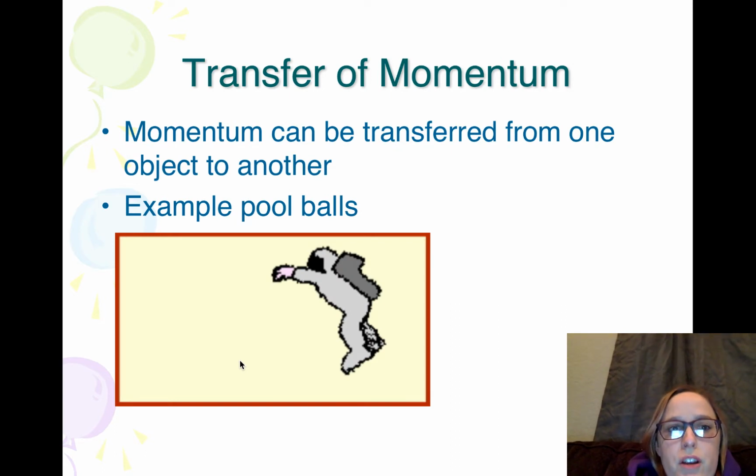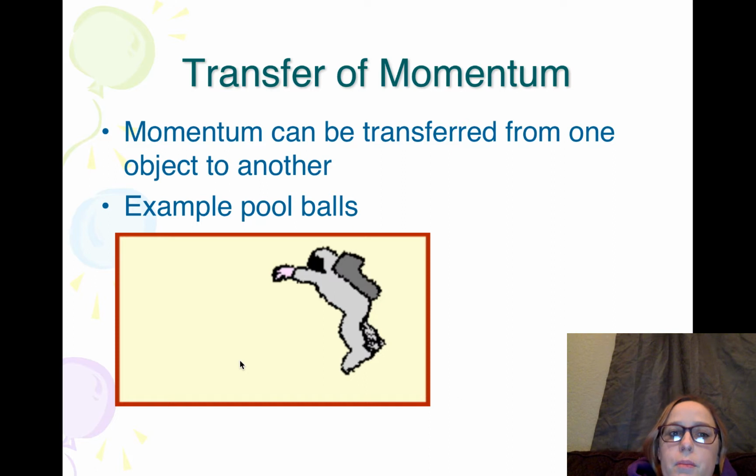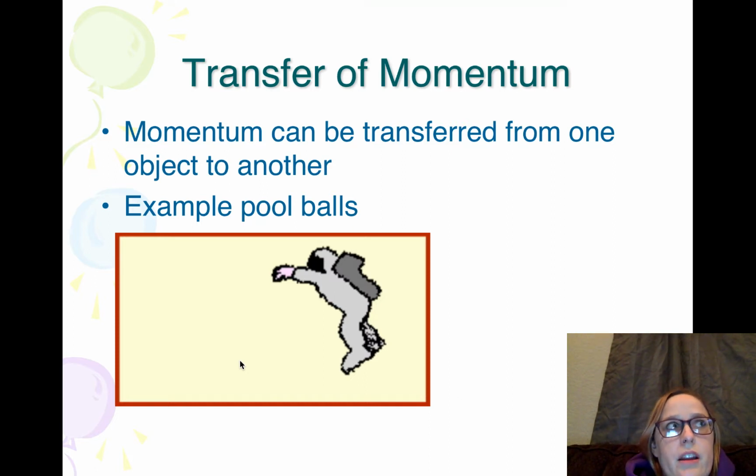Also, momentum can be transferred from one object to another. An example is pool balls. A pool ball will transfer all of its momentum to another pool ball. And you can see this because the pool ball that is moving, when it strikes the next pool ball, it stops, and the other pool ball continues along its path at the same velocity as the first pool ball.